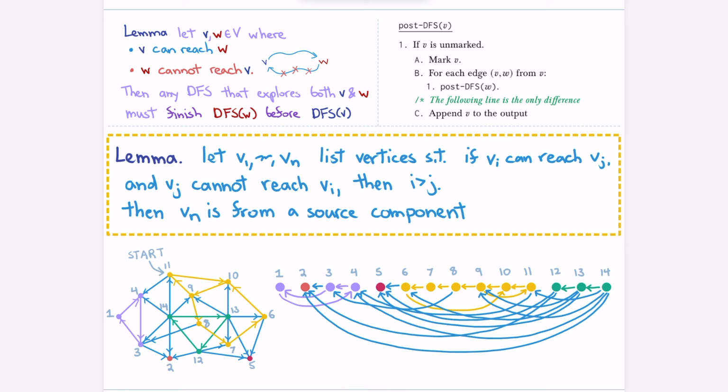This isn't quite a topological ordering, in the sense that if vertices are in a cycle with each other, there's no particular order amongst them. But every time I've listed the vertices so that if Vi can reach Vj, but Vj cannot reach Vi, so there's only one direction, then Vn is always going to be from a source component.